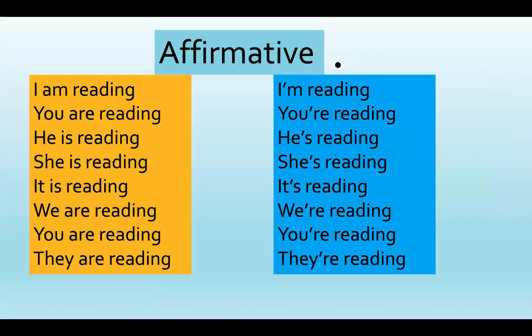Affirmative sentence. So the verb to be in the present, am, is, are, plus the main verb in the present participle form. Reading. I am reading. You are reading. He is reading. She is reading. It is reading. We are reading. You are reading. And they are reading.